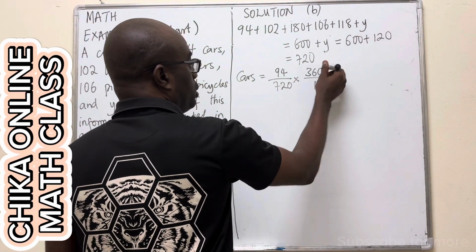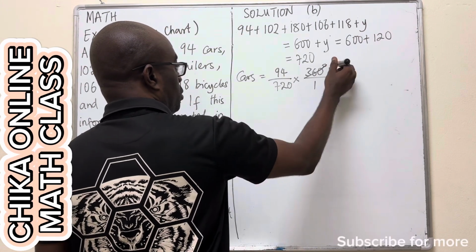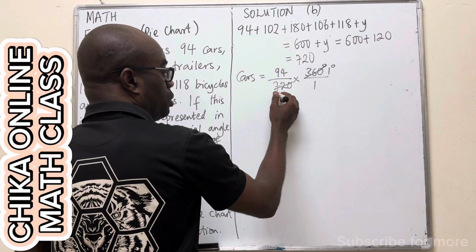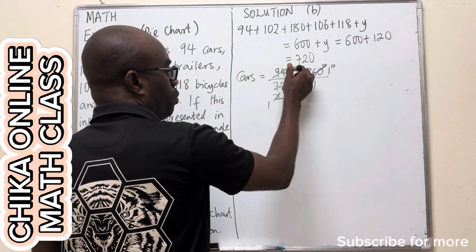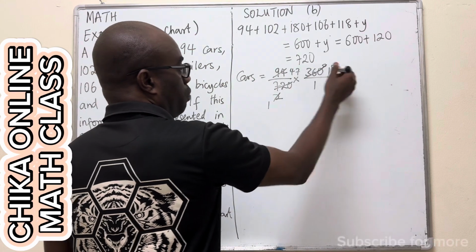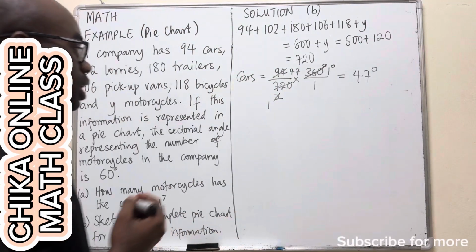360 divides 720, you get 2. 2 divides itself to give 1, and 2 divides 94 to give 47. So 47 times 1 degree, that's 47 degrees. That's for cars.